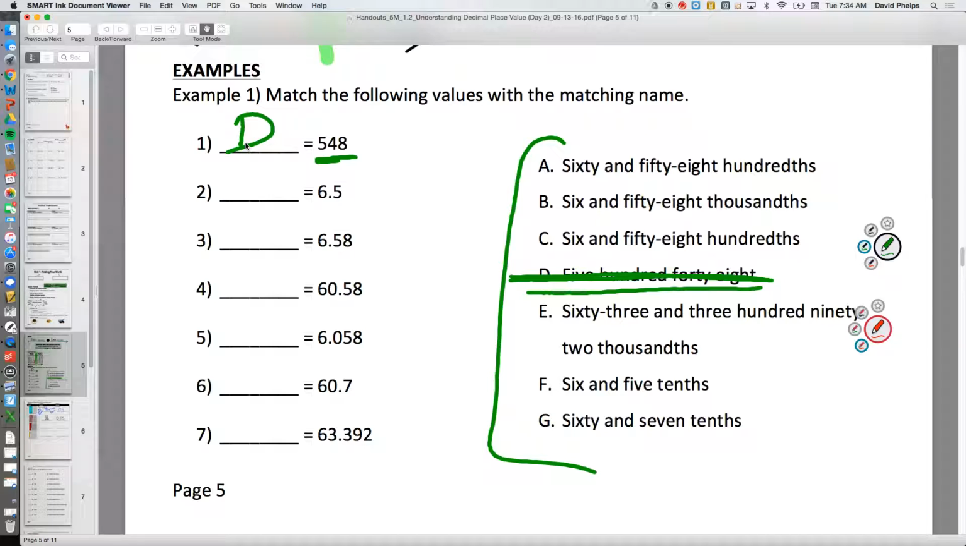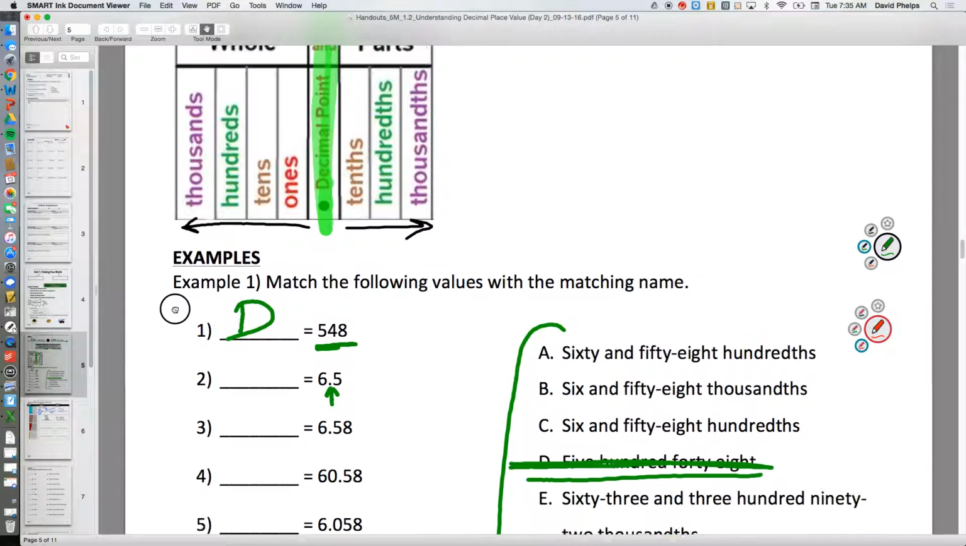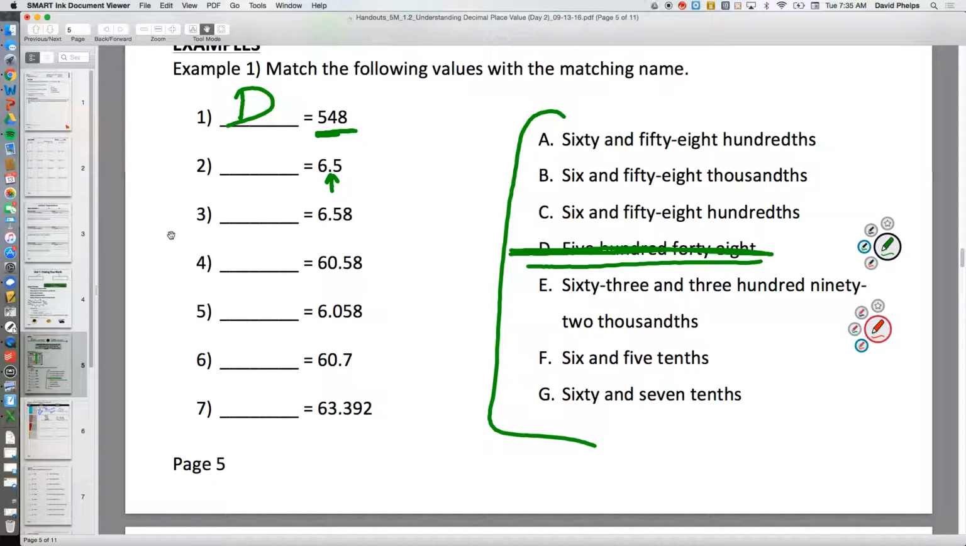Number 2. Oh, I do see a decimal here. You'll notice that decimal point right there, it splits the number into 2 pieces. So the first thing is 6. The decimal point we say and, then the 5, think about what place value that 5 is in. You can use the chart if you need to. Well, the 5 is right in the tenths place. You can actually write them on here if you need to. So this would be 6 and 5 tenths.